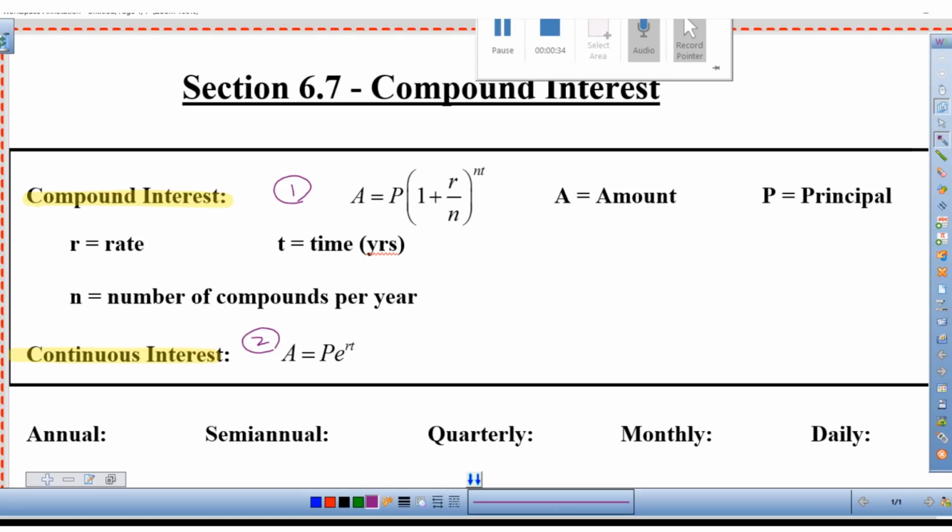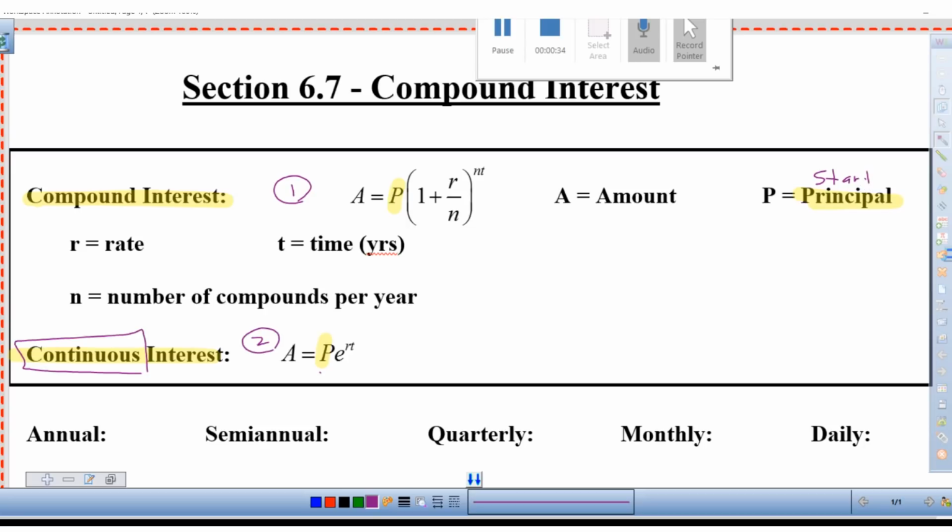Figuring that out is actually very simple, because if it says compounded continuously, then you use equation 2. And if it doesn't say continuously, then you use equation 1. Some of the variables are the same. See this P right there? It's in both formulas. It's the principal. It's how much you start with. That's what P stands for.